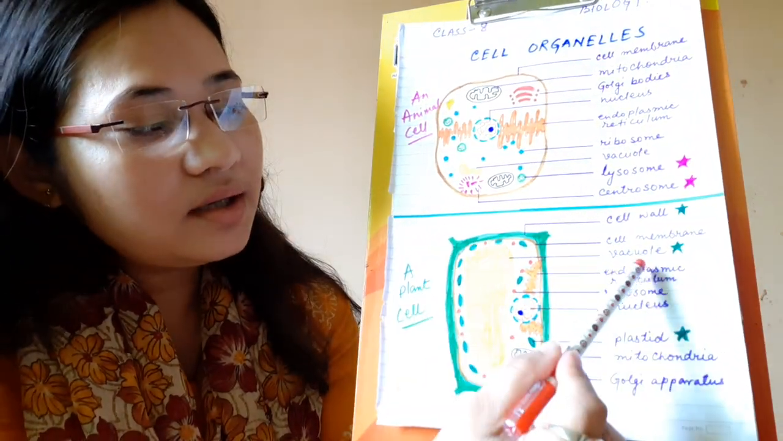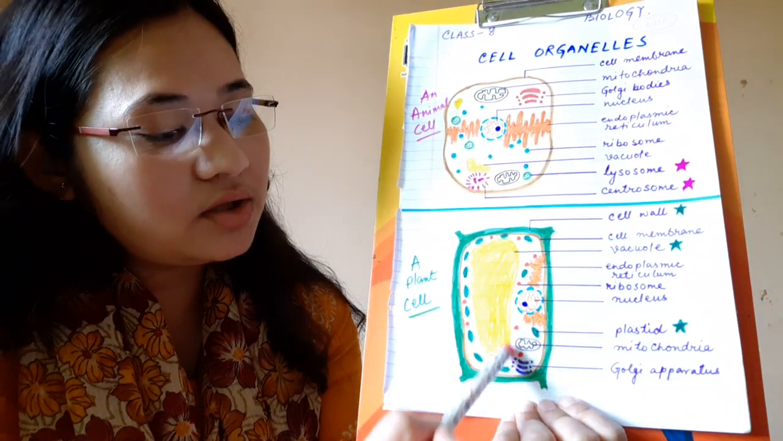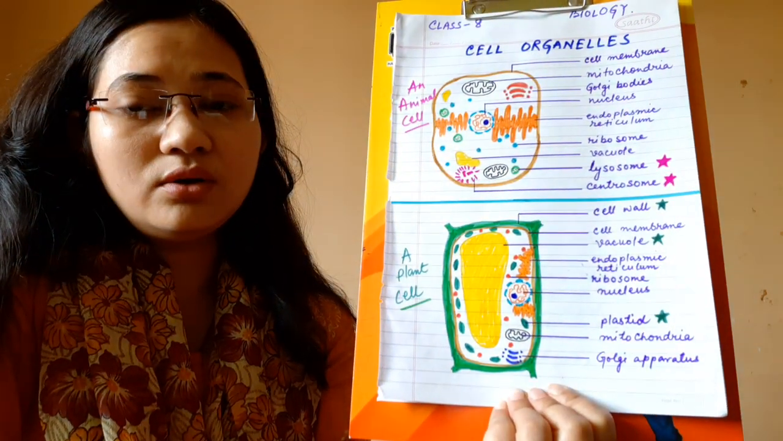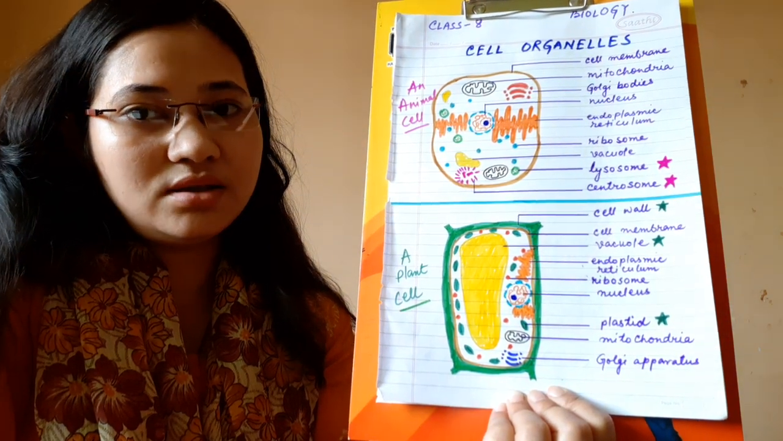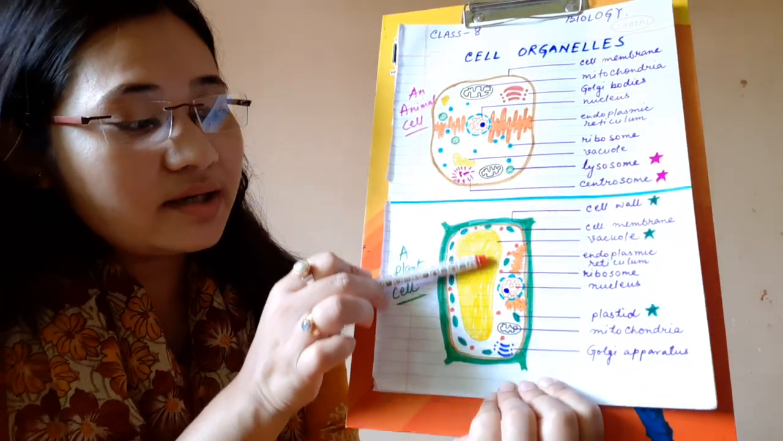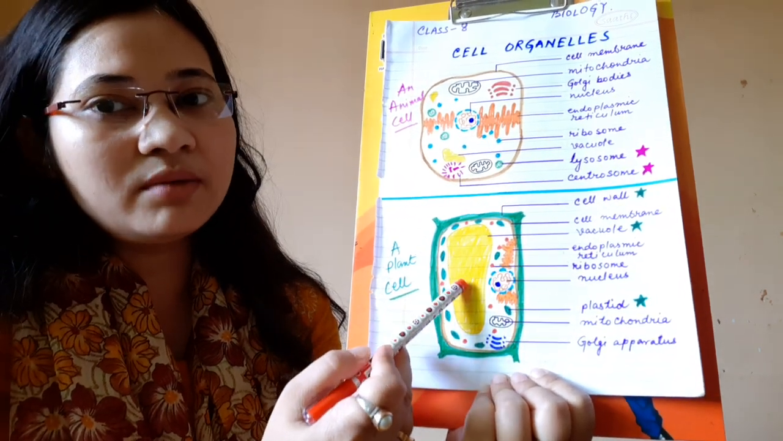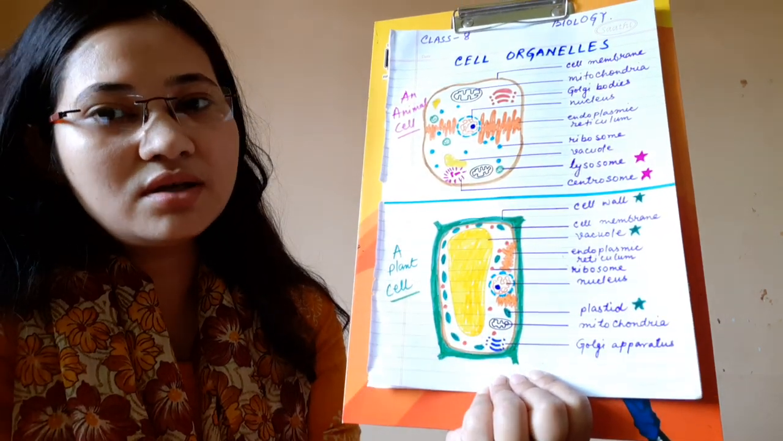Then comes the vacuole, a big vacuole that is present and occupies about 70 to 90% of the volume of the cell in case of plants. So a big vacuole that is filled with cell sap, a solution of salts, pigments or different other substances in water.